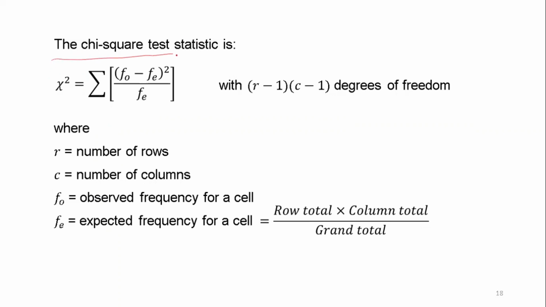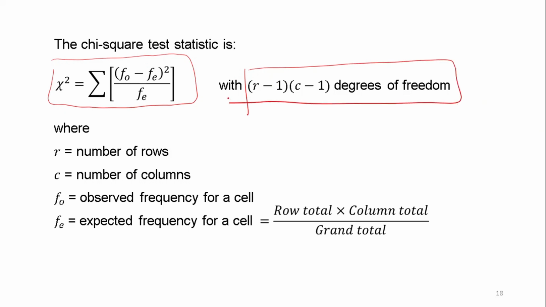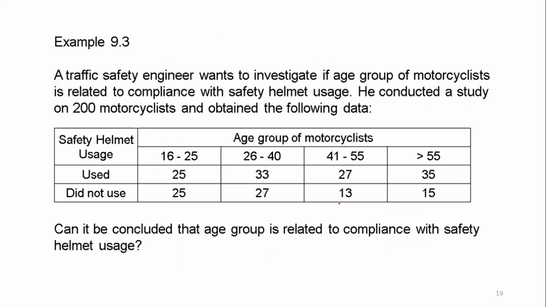So actually the formula is the same, but the difference is degree of freedom. For contingency analysis, the degree of freedom is R minus 1 times C minus 1. R is number of rows, C is number of columns. Okay, and then FO is observed frequency, and then FE is expected frequency. But you need to calculate one by one, which is row total times column total divided by grand total, which is the overall total. Okay, let's try example 9.3.